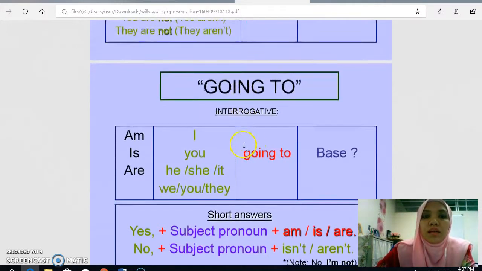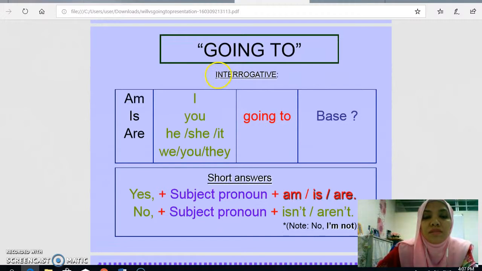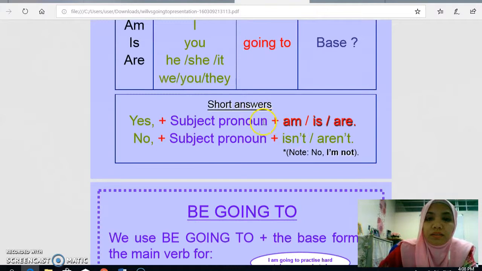Now for the question form, interrogative, you always start with am, is, or are. Am I going to starve here? Is she going to join the team? So these are the possible answers. Yes, she is.